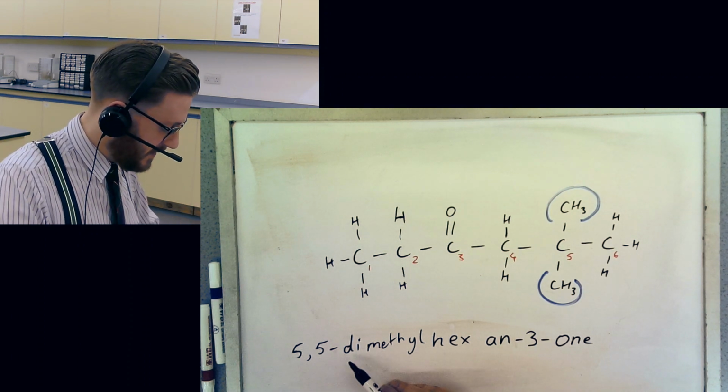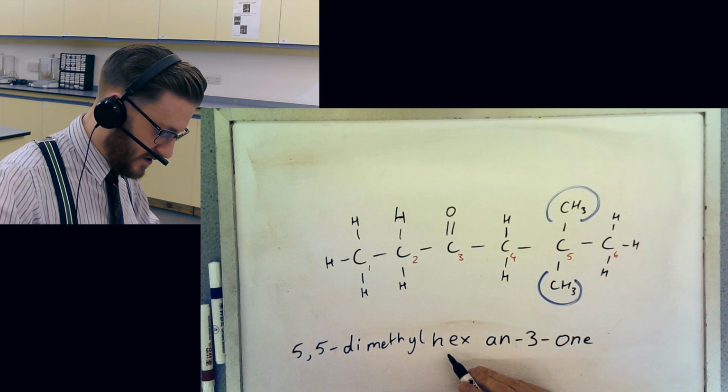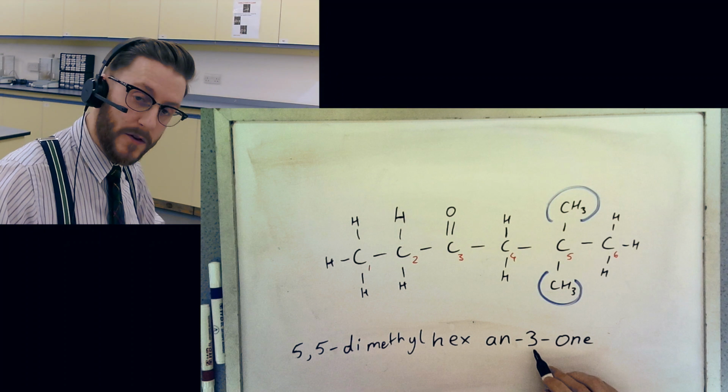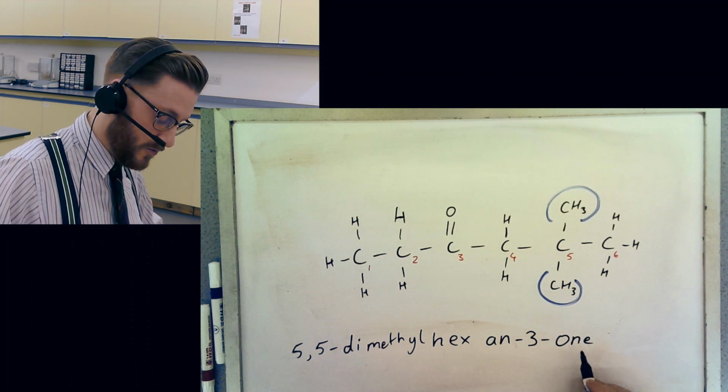On the 5 and on the 5, I have two methyl branches on a line of 6, all single carbon-to-carbon bonds. And then on the third carbon, there's a carbonyl, which makes this a ketone.